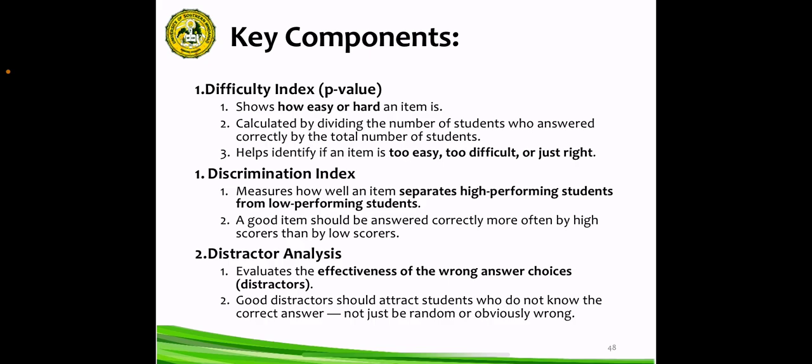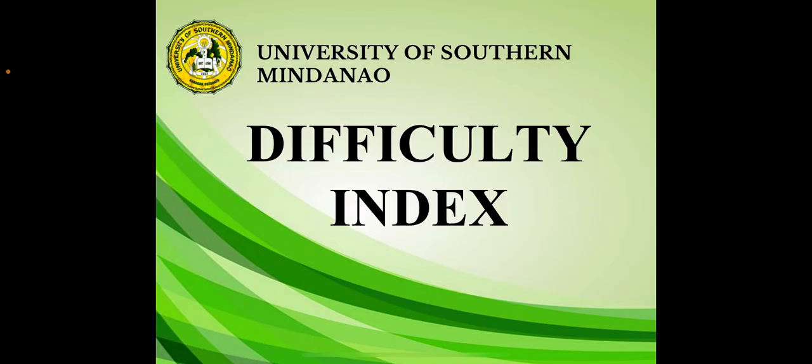So, here are the key components of the quantitative item analysis. These are the three main tools that help us analyze test items: the difficulty index, the discrimination index, and the distractor analysis. Each tells us something different about how well our test questions are functioning. So, I am tasked to teach you about the difficulty index.